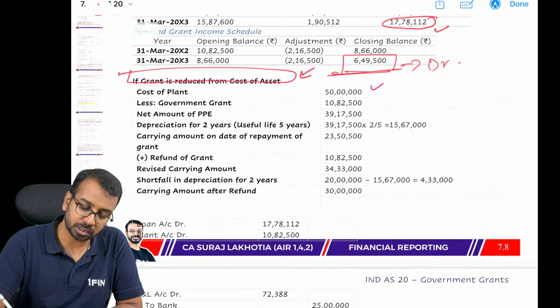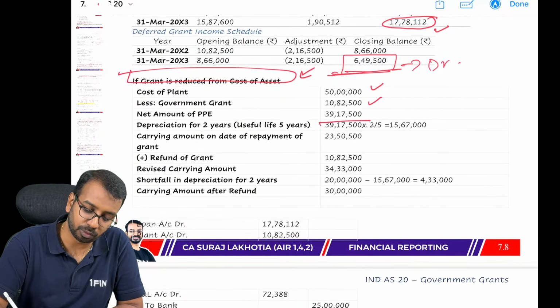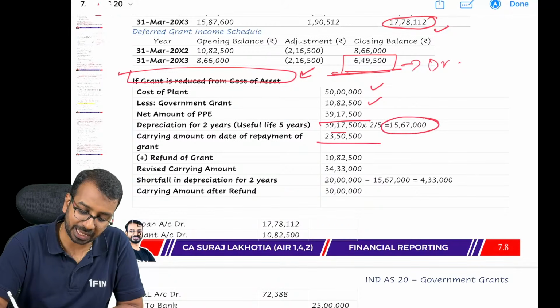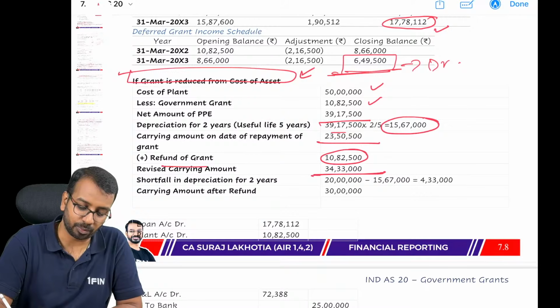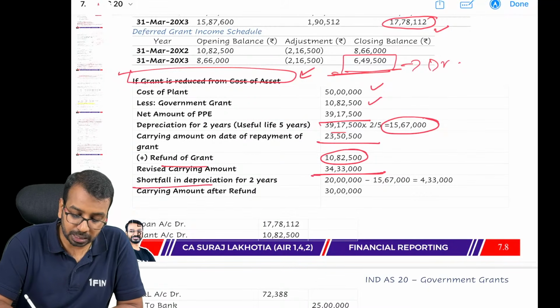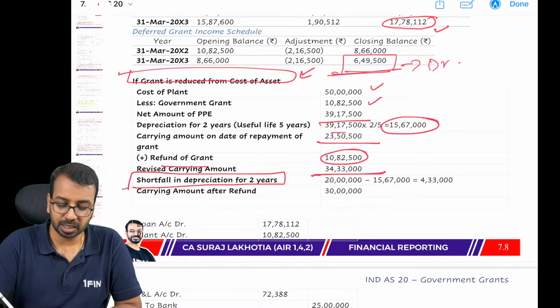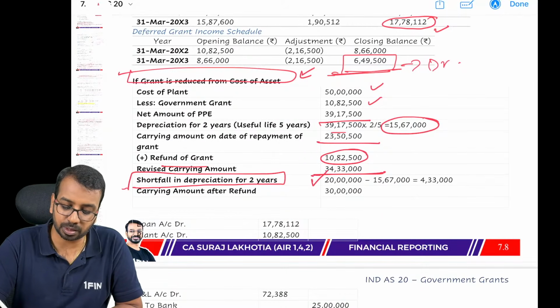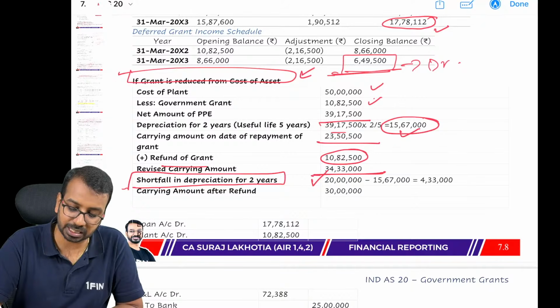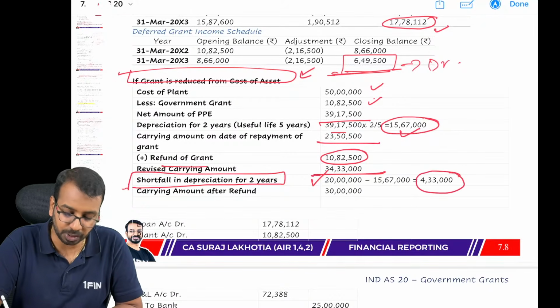Then you will take the cost less government grant, net amount. On this you will charge depreciation, carrying amount. Refund of the grant you will add back and you will have the revised carrying amount. You also need to calculate what is the shortfall in depreciation for 2 years. Means you would have calculated actually 20 lakhs, but you have calculated only 15 lakhs 67. This depreciation should also be charged.